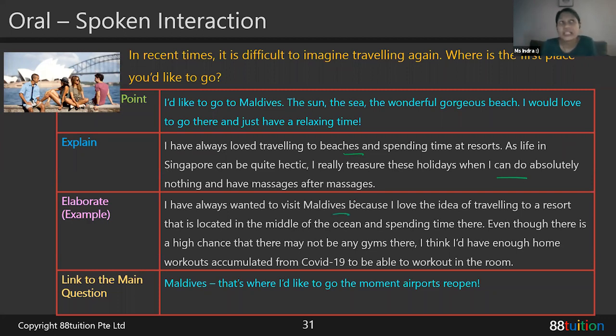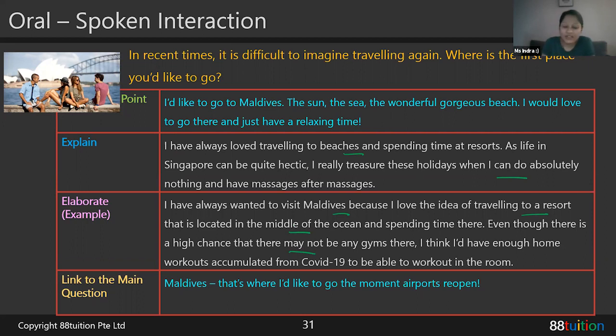Actually, I have, right, since the longest time, because I love the idea of traveling to a resort that's located in a very unique place, in the middle of nowhere. So when it's in the middle of nowhere, you just travel there and do nothing but suntan and sleep. But it's a bit challenging to find a gym in a resort, so that could be quite difficult, right? It's located in the middle of the ocean, even though there's a high chance that there may not be any gyms there, which is true, right?